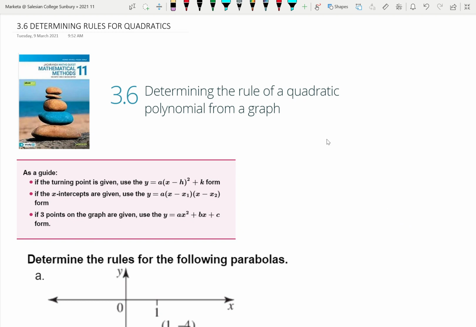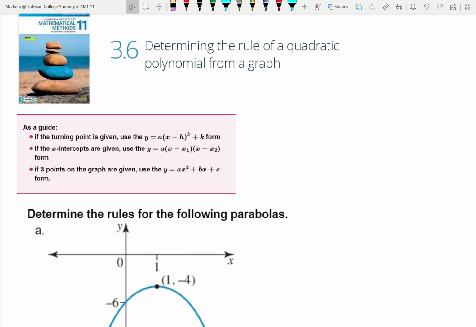Hi guys, today I'm going to be working through the examples from exercise 3.6 from your Year 11 Jacplus textbook. So in this exercise we're going to be determining the rule of quadratic polynomials from the graphs that are given. They do give us a few handy rules here.